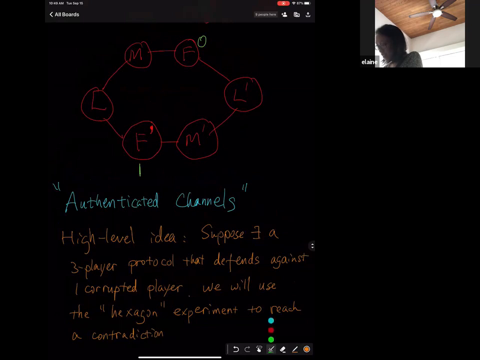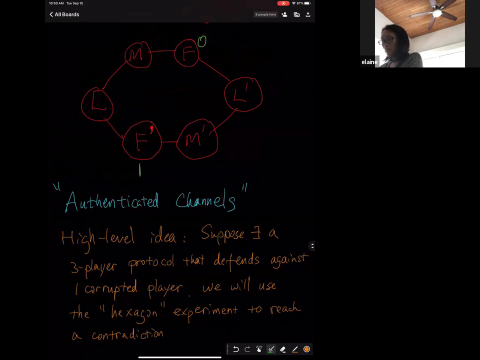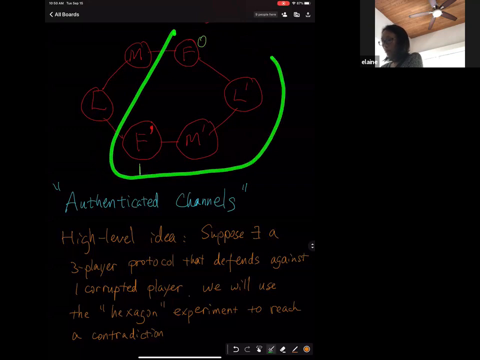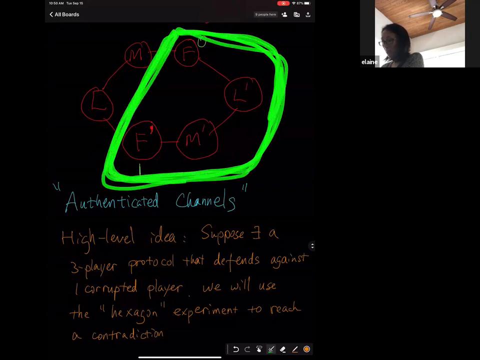Okay, so interpretation one. Now let's imagine it's actually a three-player protocol. There's only three players, F, L, and M, and F is the corrupt player. So imagine F is simulating all of these parts in its head. So essentially, F is a program, right? When we learned about Turing machines simulating other Turing machines, a program can simulate other programs, right? So imagine this program is simulating all of this in its head.